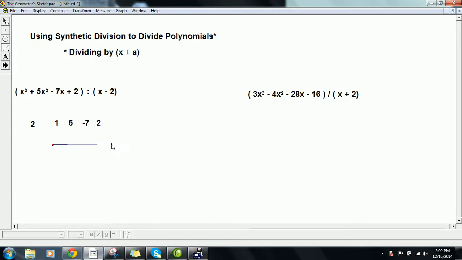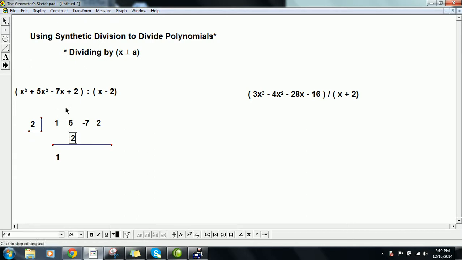Just like we would do division normally, I'm going to bring this down. So I bring the 1 down, bring the first number down. It goes right here. Now I'm going to multiply the 2, which is out here, but I should have put a box out there. So there's a 2 in the box. I'm going to multiply the number down here by 2. So 2 times 1 is 2, and I'll put it right here.